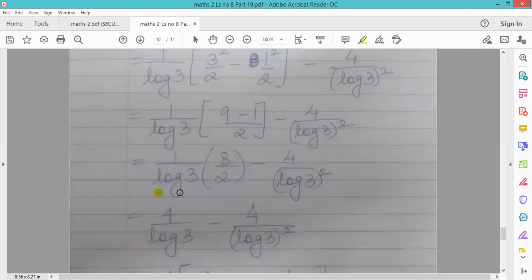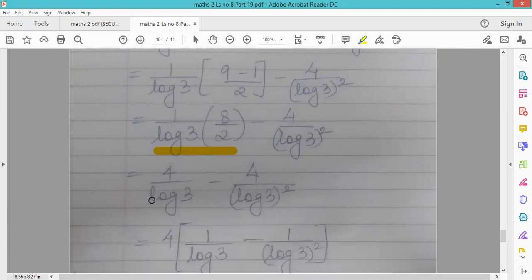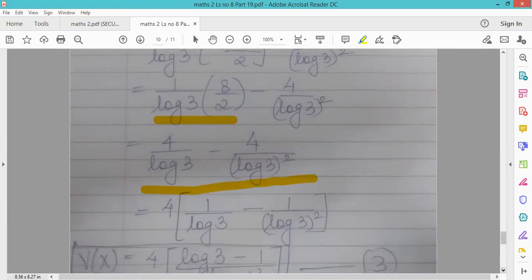So 9 minus 1 upon 2 gives you 1 upon log 3 into 8 upon 2, minus 4 upon log 3 the whole square. So 2 ones are 2, 2 fours are 8, gets cancelled. So you're left with 4 upon log 3 minus 4 upon log 3 the whole square. So I'll remove 4 common outside. So as you can see, what is left inside is 1 upon log 3 minus 1 upon log 3 the whole square.